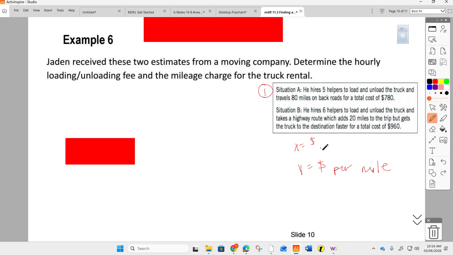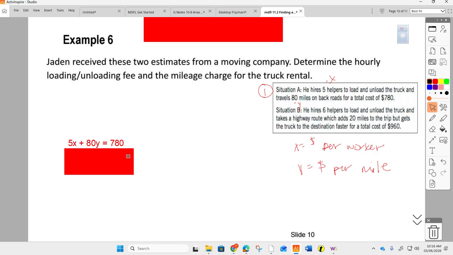That's the price per worker or helper. So here it's going to be 5 times X plus 80 times Y for that first scenario, the first equation. And the second one they're using 6 helpers, so that's 6 times X and 20 times Y.